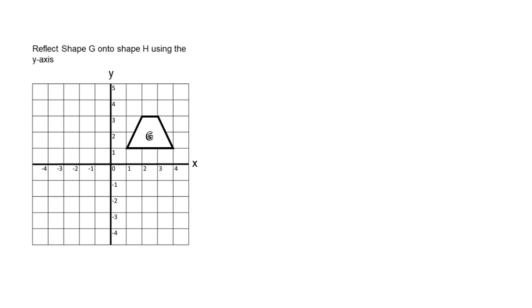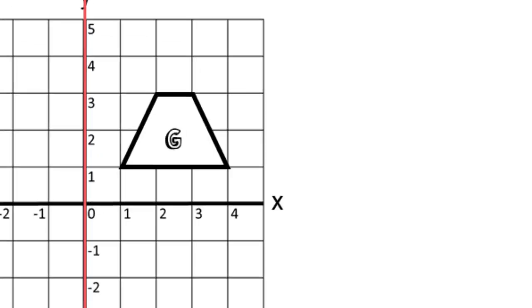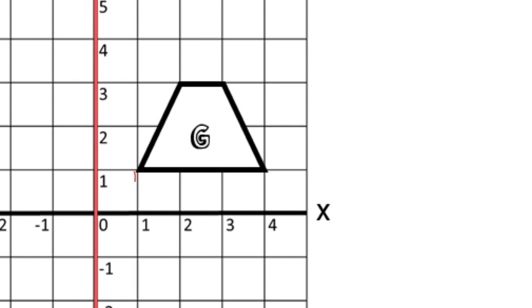In this question, I'm asked to reflect shape G onto shape H using the y-axis. So first of all, I need to find the y-axis and draw in my mirror line, which is here. Now I need to look at each of the points. So if I make this point 1, this point 2, this point 3, and point 4.